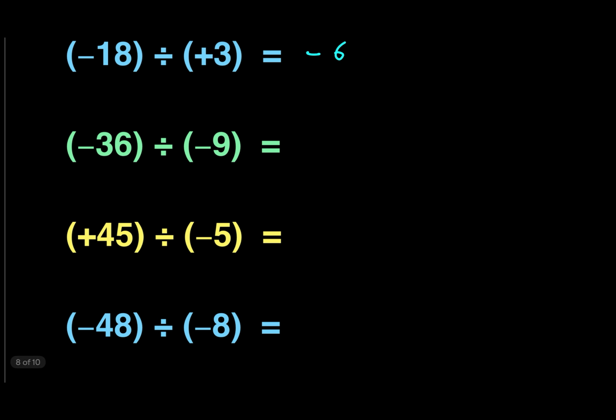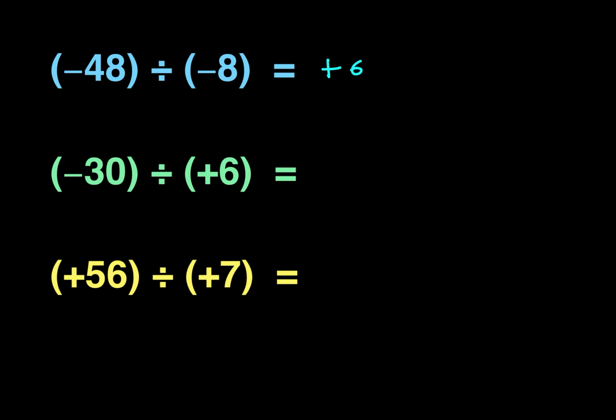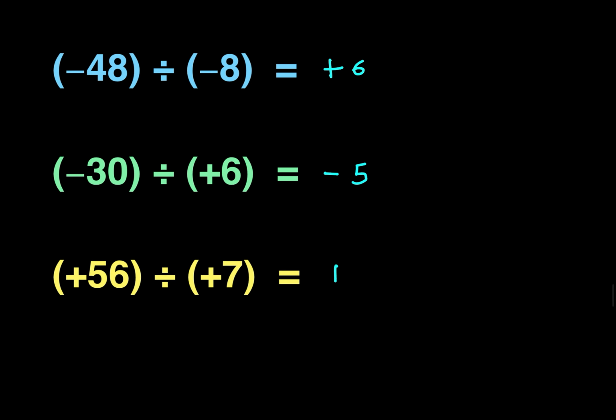36 divided by 9. Okay. So plus 4. 45 divided by 5. Different signs. Minus 9. Same signs. A plus sign. 48 divided by 8 is 6. Okay, 2 more to go. Minus 30 plus 6, different signs. Minus sign, 30 divided by 6 is 5. 56 divided by 7. How much is 56 divided by 7? Sign is plus. 8. 7 8s are 56.